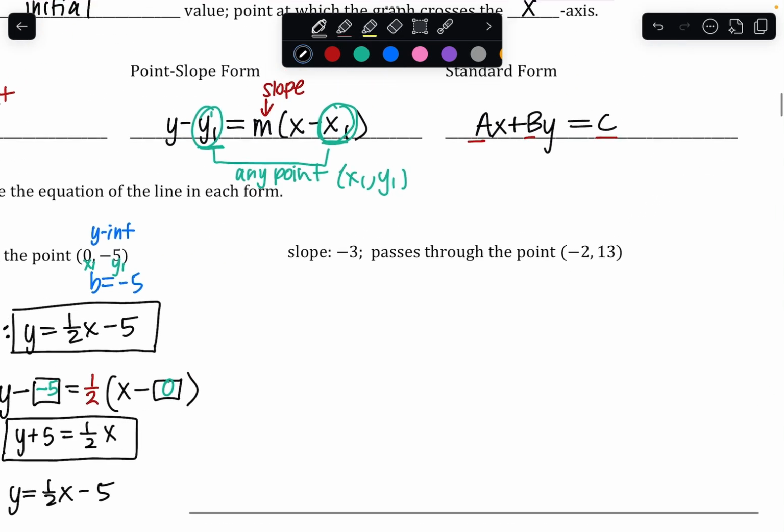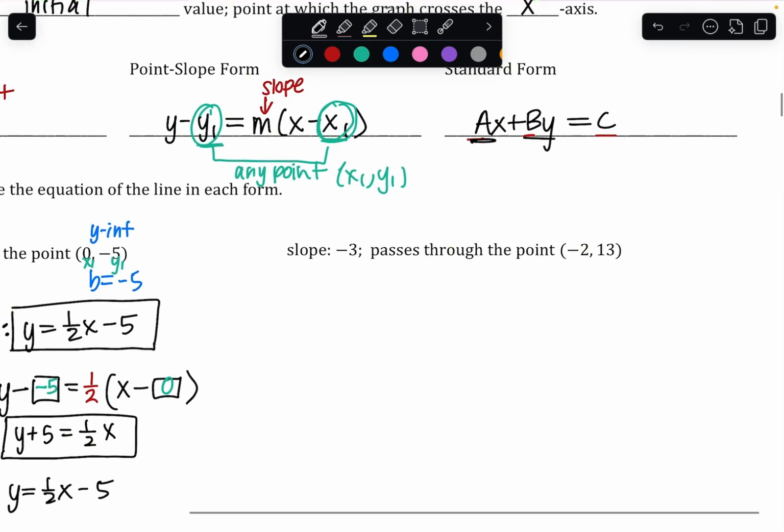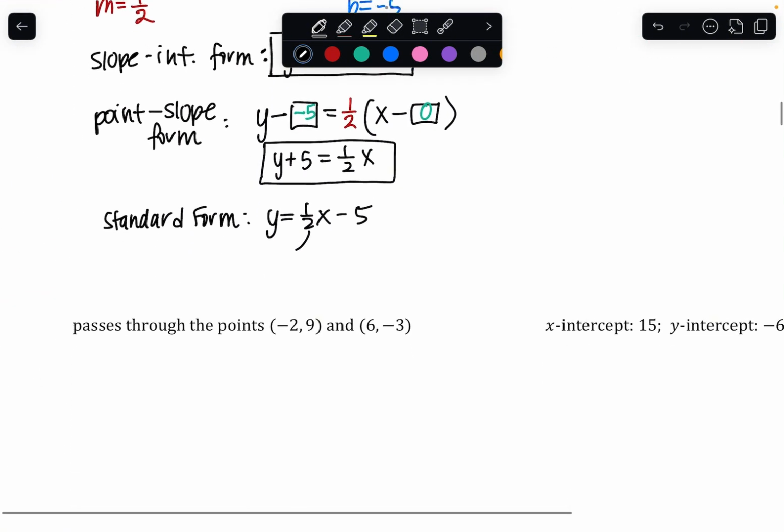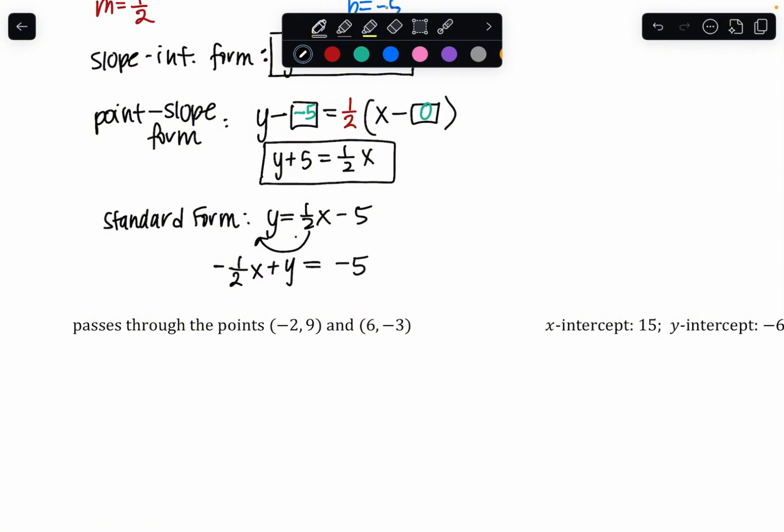Okay, and so for standard form, x and y are together on the left side of your equation, and the constant is to the right. The first thing I'm going to do is move the x term to join the y. And when you move the x term, it changes sign. So now it's negative 1/2 x plus y. And then we have the equal sign minus 5. So basically subtracting 1/2 x from both sides.